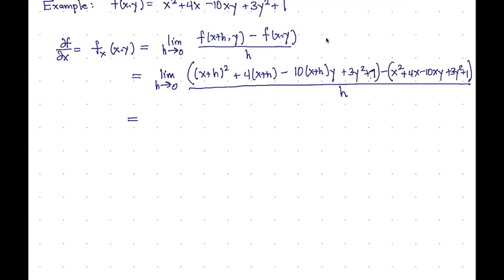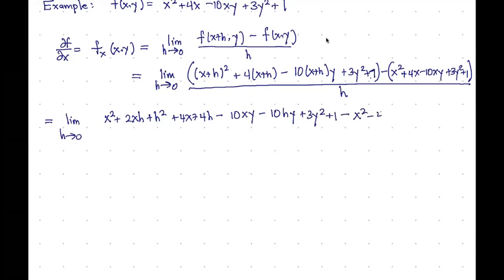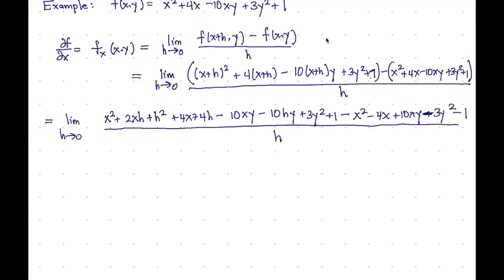And you're going to have to do a little bit of algebra to work this problem out. I'm going to give myself more room so that I get the limit as h approaches 0 of x squared plus 2xh plus h squared plus 4x plus 4h minus 10xy minus 10hy plus 3y squared plus 1 minus x squared minus 4x plus 10xy plus 3y minus 3y squared minus 1, all over h.